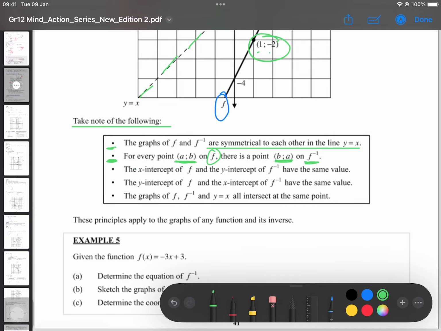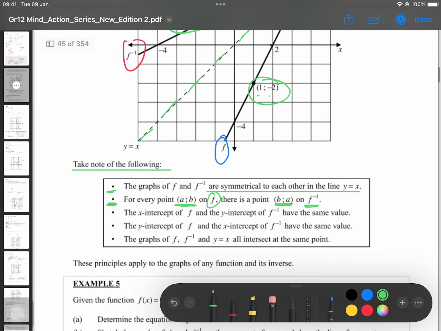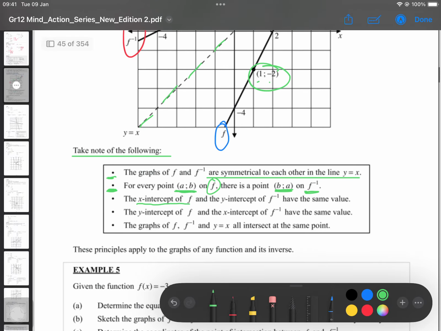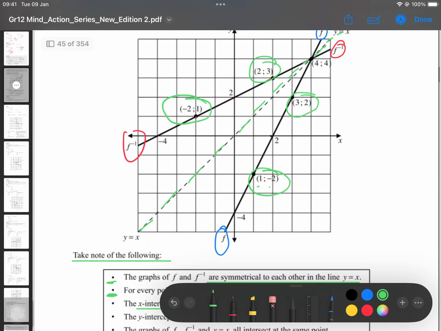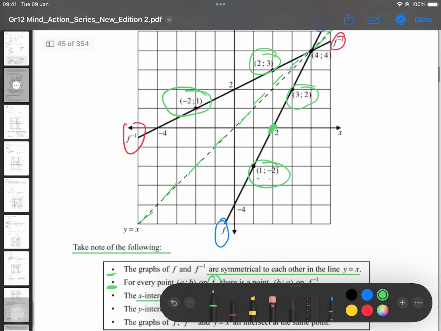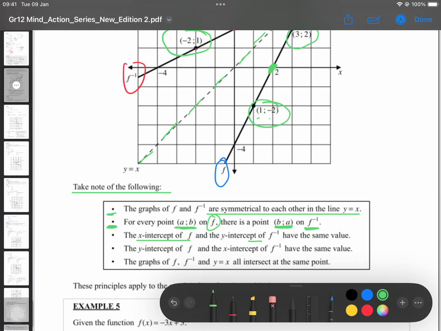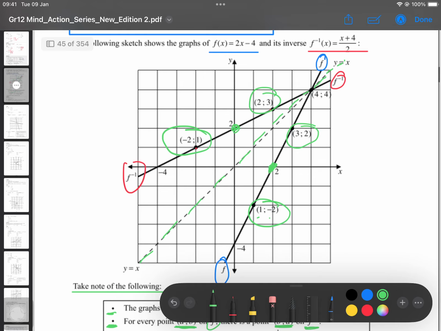Third point, the x-intercept of f and the y-intercept of the inverse of f have the same value. Look at them. Let's start with the x-intercept of f, where it touches the x-axis. They're saying this, which is the x-intercept for the original, is the same as the y-intercept of the inverse. So let's check the y-intercept there. The x-intercept and the y-intercept have the same values.